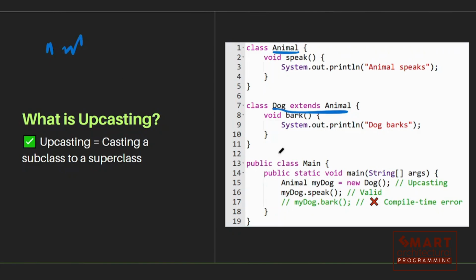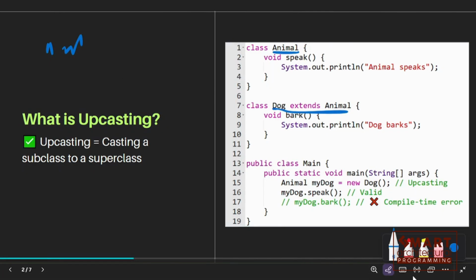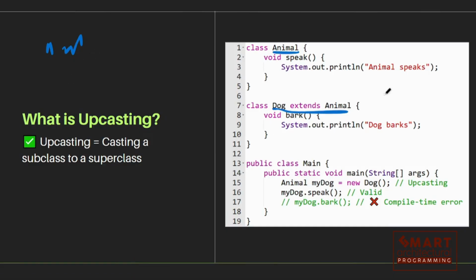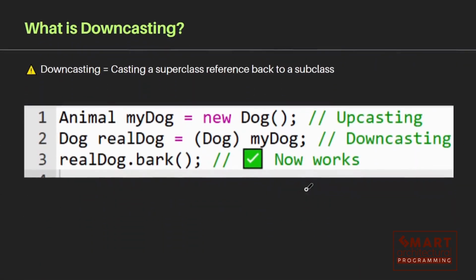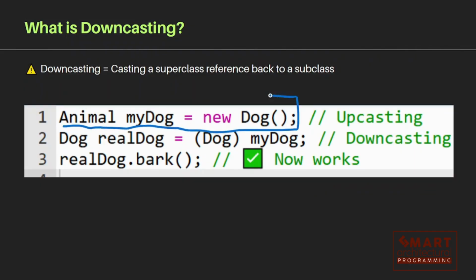Let me see if I can use text here to show that better. I don't think we have text here, but the way you can look at it is, here it is: Animal myDog equals new Dog. This is the thing that we're talking about when I'm talking about upcasting. This is the code that you need to understand for now.